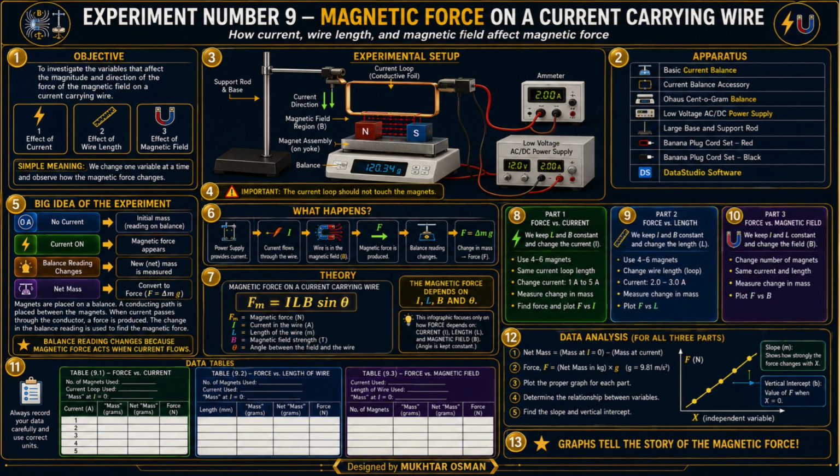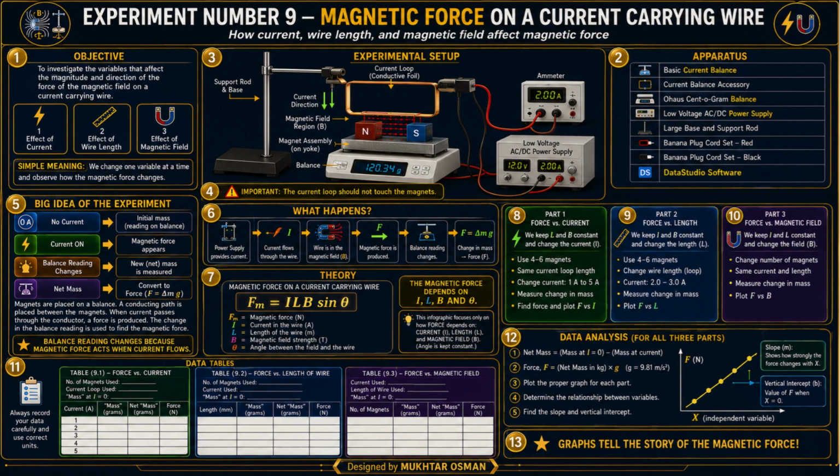3. Apparatus: basic current balance accessory, Ohaus centigram balance, low voltage AC/DC power supply, large base and support rod, banana plug cord set red, banana plug cord set black, Data Studio software. 4. Experimental setup. The setup contains a support rod and base, current loop, also called conductive foil, current direction, magnetic field region B, magnet assembly on yoke balance, ammeter, low voltage AC/DC power supply. 5. Important note: the current loop should not touch the magnets.